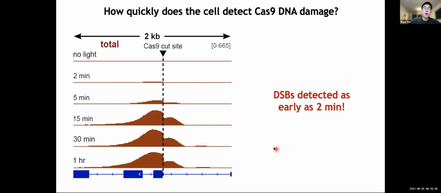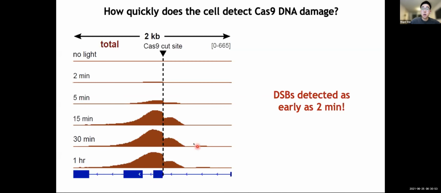First, we look at MRE11. MRE11 is a protein believed to initially find and bind DNA breaks. After performing ChIP-seq for MRE11, these are the results we obtained, shown in a 2 kilobase window centered at the Cas9 cut site. Each row corresponds to a different time point after Cas9 activation, from 0 minutes, so no light, all the way to 1 hour after activation.